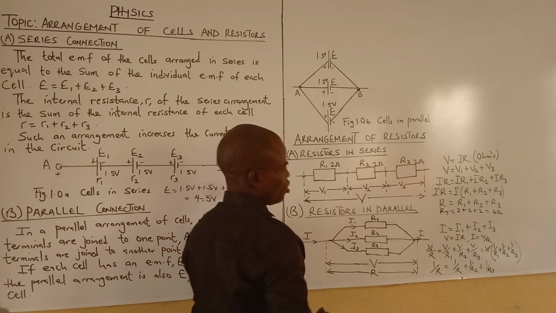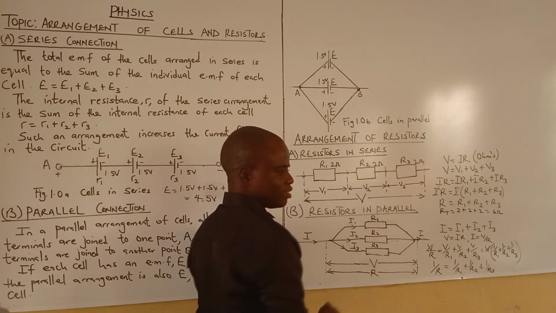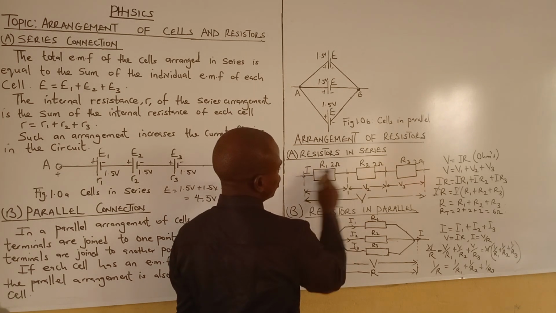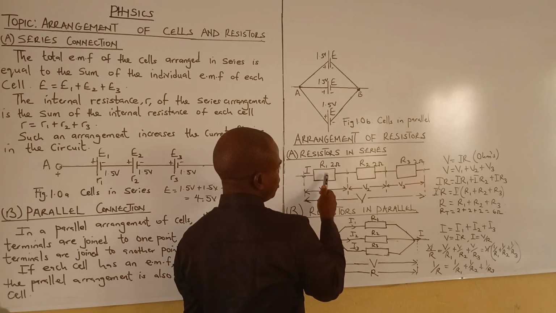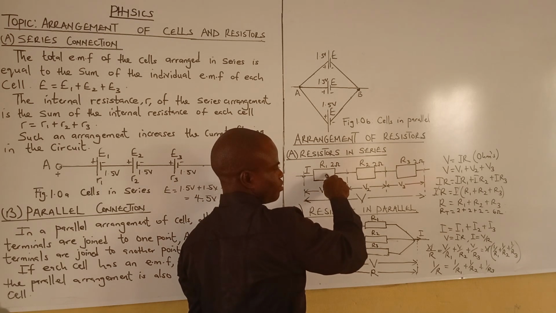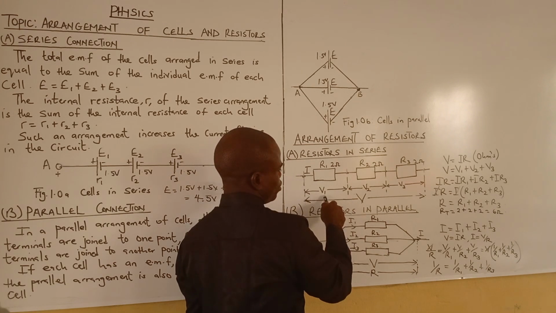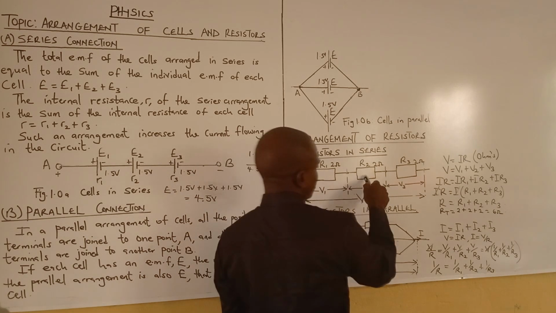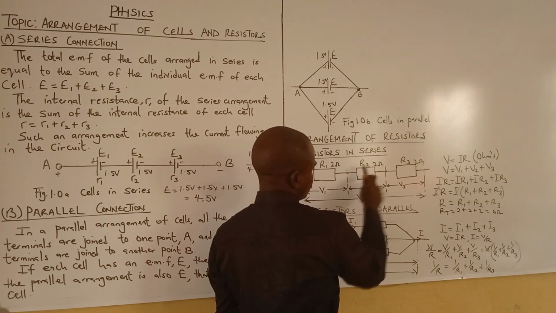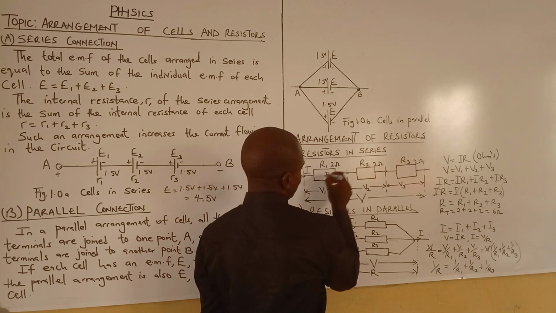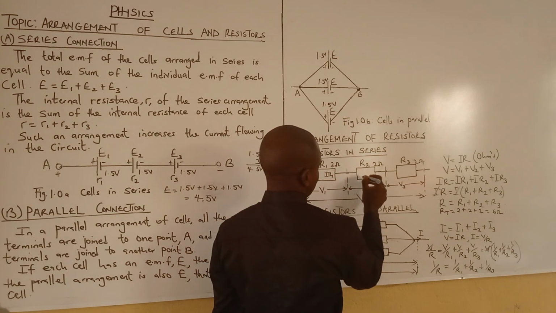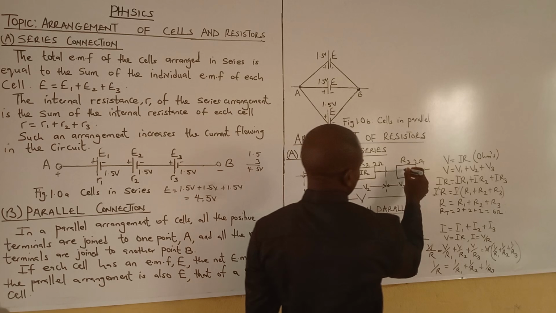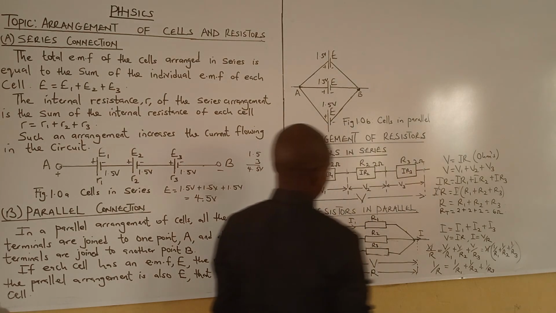Resistors in series. When resistors are connected in series, the same current flows through. But as it's coming, there will be voltage drop. V1 equals IR1, because the same current I that flows here is also I when it comes here. When it gets to the next resistor, because they're in series, it's IR2. When it gets here, IR3.